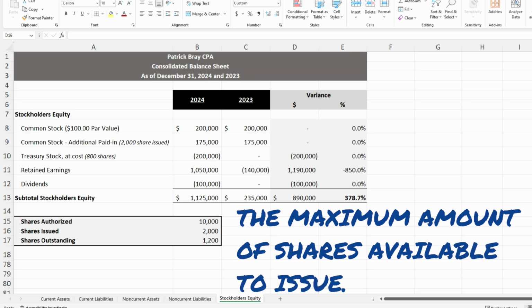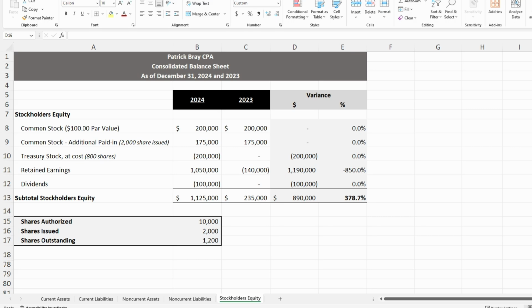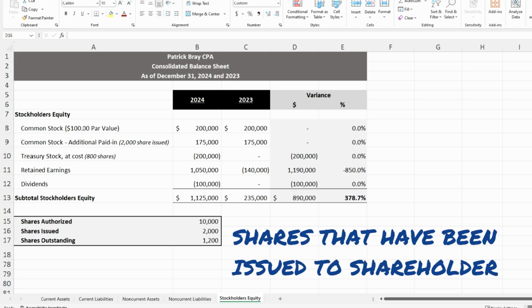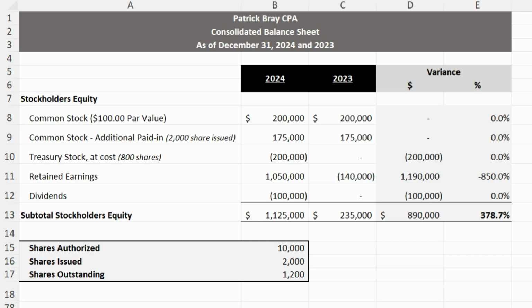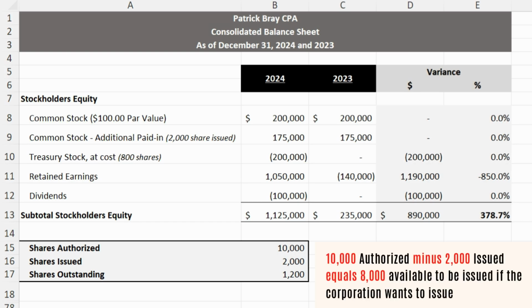Now, that can be adjusted. You can go to your articles of incorporation and change that. But from the beginning, you have to determine how many shares you want to authorize. Now, the next level down is shares issued. Out of that bucket of shares that you have authorized, how many have you actually issued to shareholders? In this situation, we've issued 2,000 shares. That means a stockholder currently owns or has owned those shares of stock. The corporation can still issue 8,000 more shares without changing its articles of incorporation.